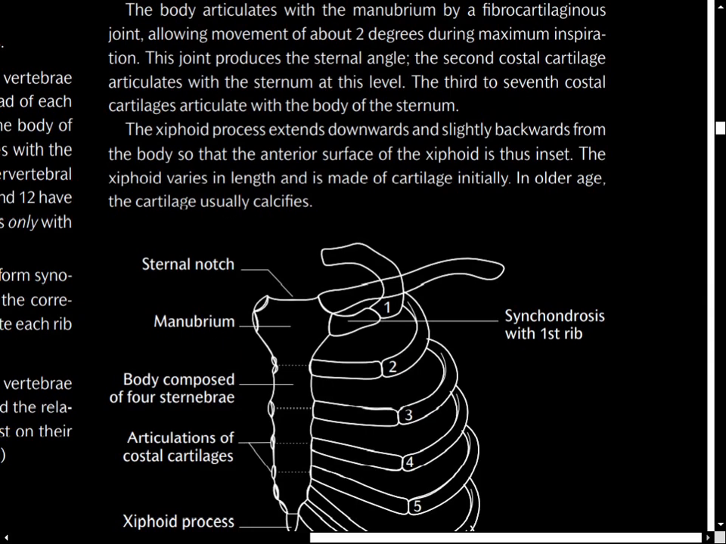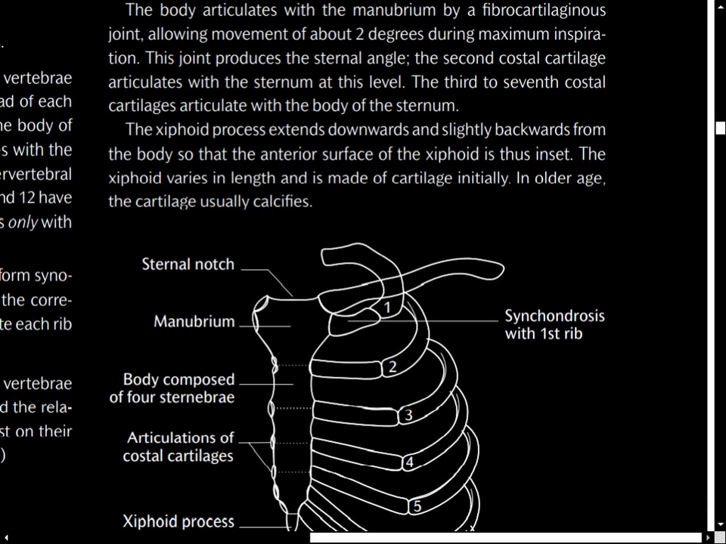The body articulates with the manubrium by a fibrocartilaginous joint, allowing movement of about 2 degrees during maximum inspiration. This joint produces the sternal angle. The second costal cartilage articulates with the sternum at this level. The third to seventh costal cartilages articulate with the body of the sternum.